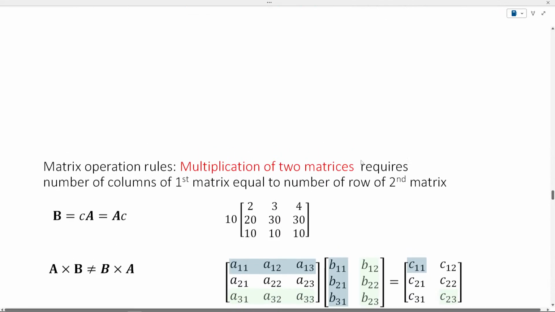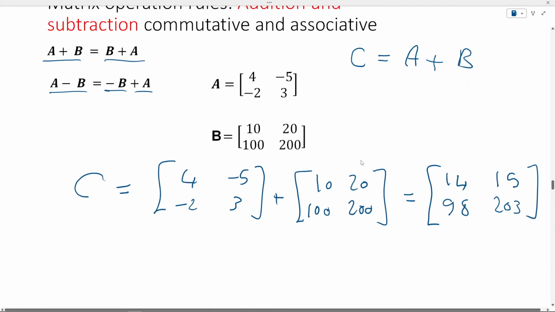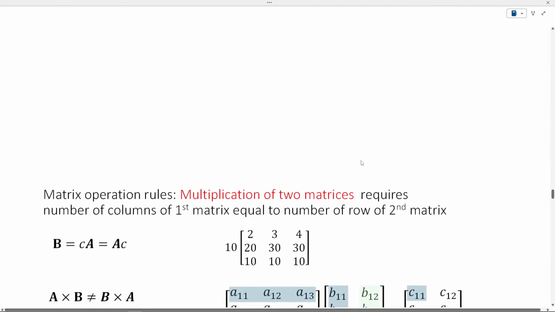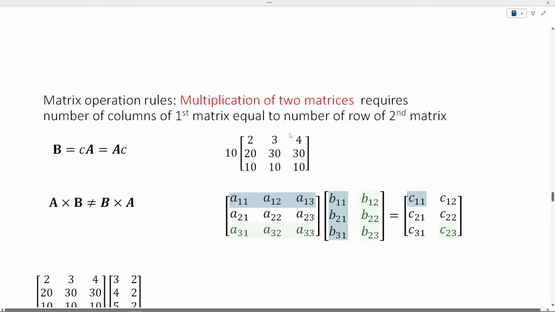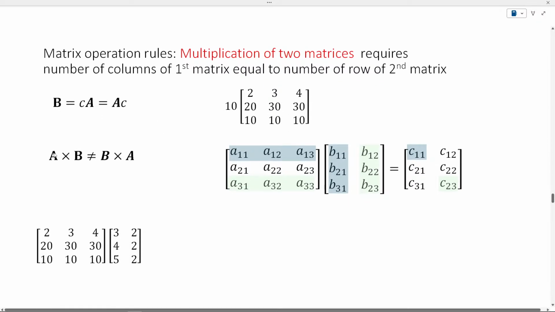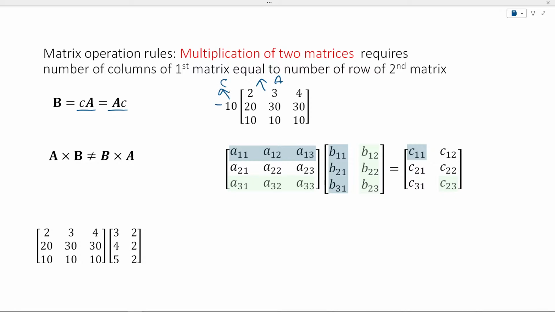Now the multiplication of a matrix. You can multiply a matrix by a constant. So matrix B, for example, is equal to a constant times matrix A, or matrix A times a constant. So if I told you this is matrix A here, and this is a constant, and I'm asking what is matrix B, you just multiply this by the constant.